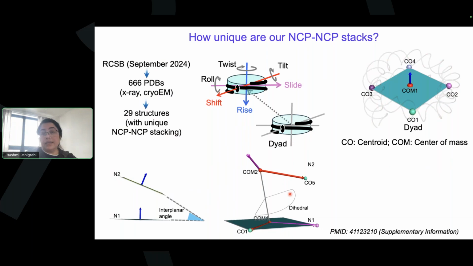The other thing that we can calculate is how the NCP2 dyad center, which is in green over here and becomes CO5 now, is oriented with respect to NCP1, which is CO1. So basically, the dyad center of NCP2 is turned at an angle to NCP1. Further, we can also calculate angular and translational parameters. The rotational parameters are the roll, twist, and tilt. And the translational parameters are the shift, slide, and rise.